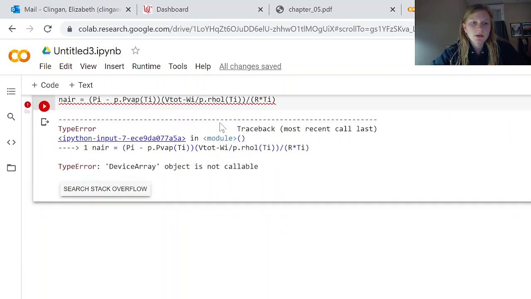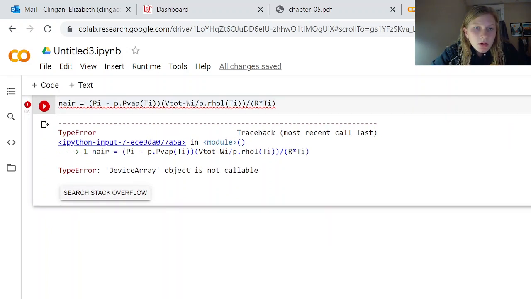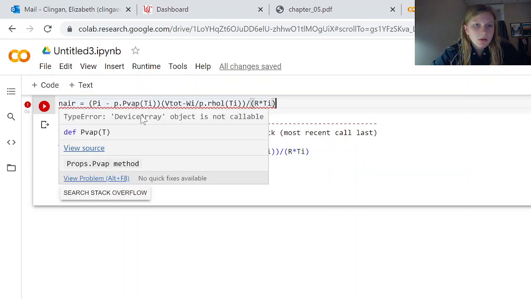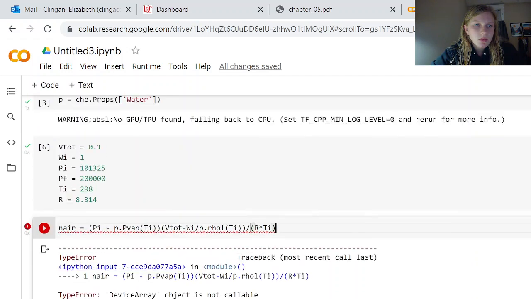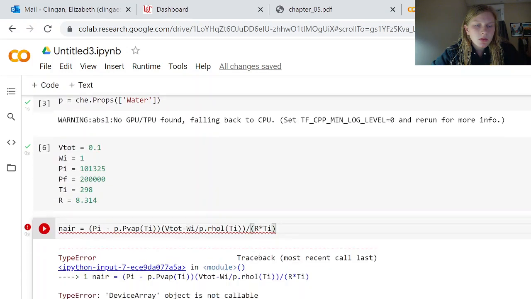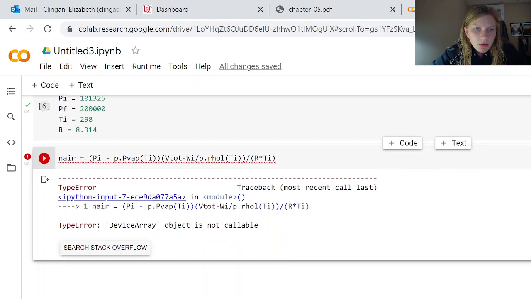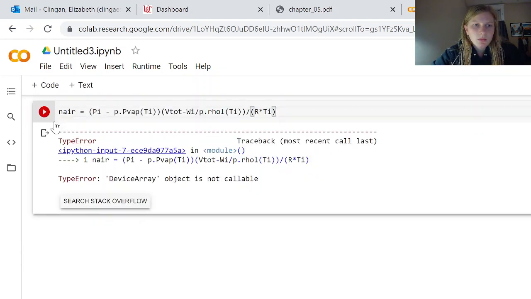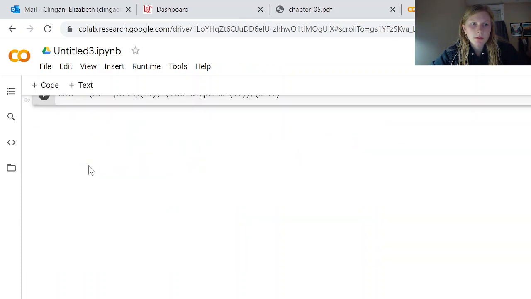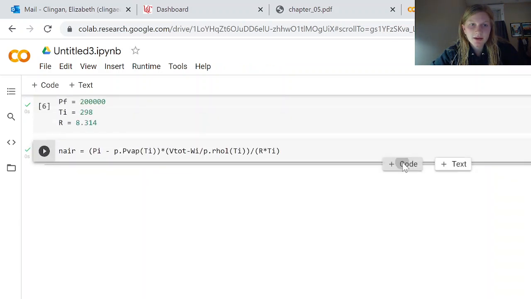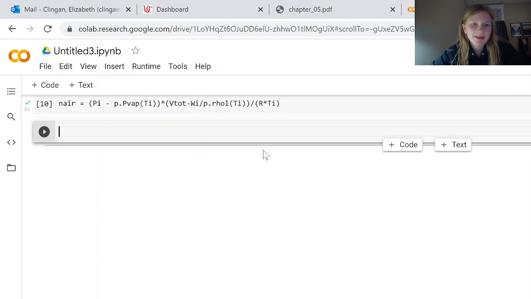Oh my gosh. Okay, I guess you do need the multiplication sign there. Never mind. Alright, moving on.